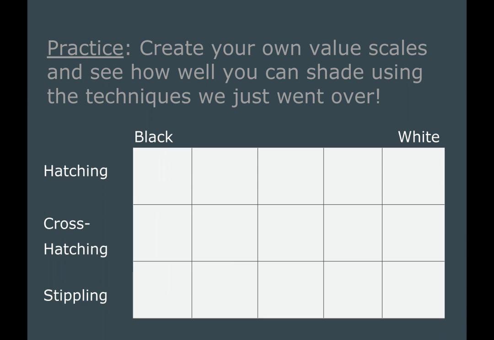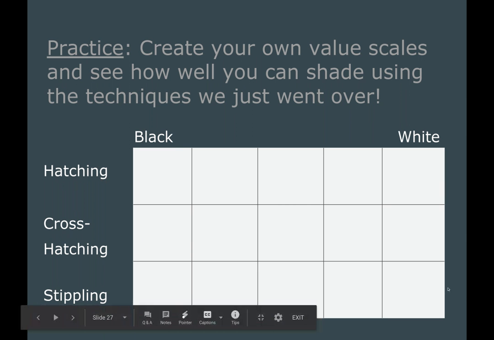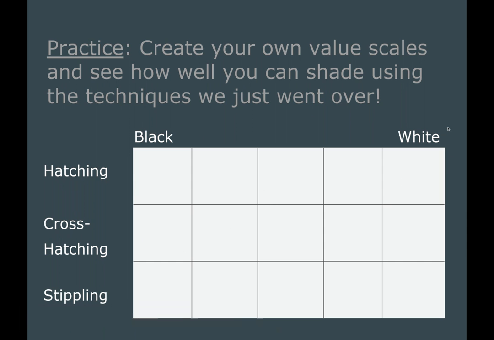Okay, hopefully we've all practiced our hatching, cross-hatching, and stippling in our sketchbooks or on a piece of paper. Now we're going to create your own value scale and see how well you can shade using the techniques that we just went over. The best way to do this is to use a ruler and a pencil and draw out your 3 rows, one for hatching, one for cross-hatching, and one for stippling, and then go back and draw in your lines for your boxes so that each row has 5 boxes. If you don't have a ruler, you can use anything with a straight edge, or you can just try and draw them as straight as possible.